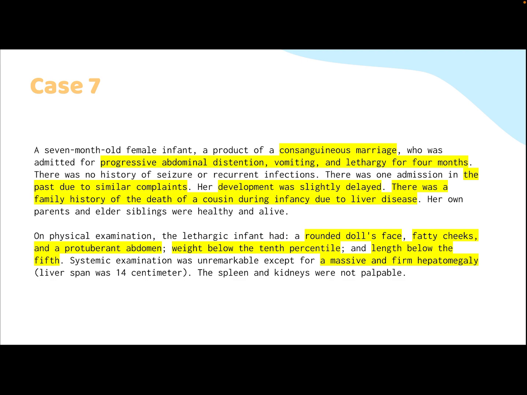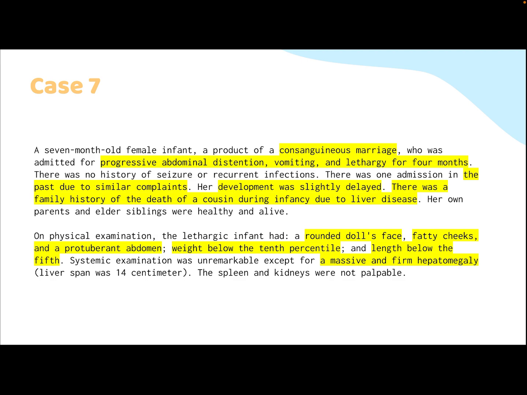On physical examination, which is very characteristic here, they have a rounded doll face, fatty cheeks, and a protuberant abdomen. Weight is below the 10th percentile, so they have failure to thrive, and length below the 5th, so she's kind of short and thin. Everything else was unremarkable except for a massive and firm hepatomegaly. The kidneys are not palpable.